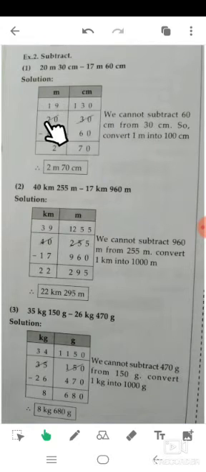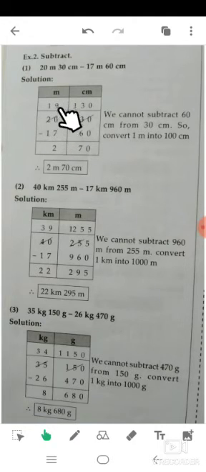So what happens? Now 1 meter is given to this one. So here it is not 20, only 19 meters remain. 1 meter is given to the centimeters. So 1 meter is equal to how much centimeter? 100 centimeter. 100 plus 30 is equal to 130 centimeter. Now 130 is the larger value and here is the smaller value 60, so the subtraction takes place. 130 subtracted by 60, the value is 70. 70 centimeter remain.